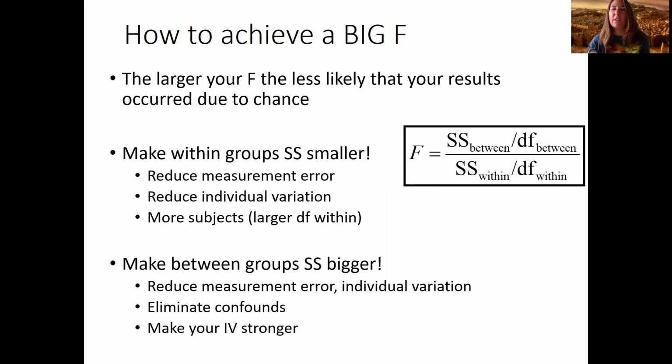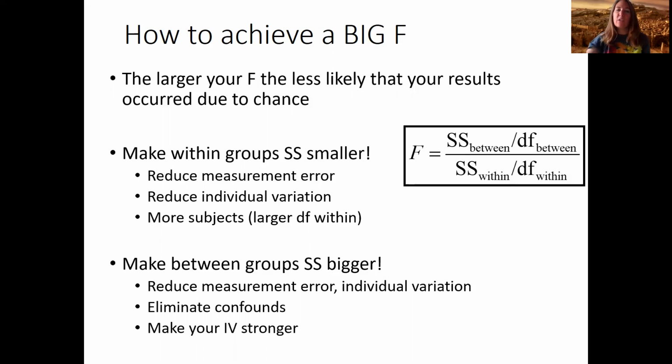squares between divided by the degrees of freedom between, and the sums of squares within divided by the degrees of freedom within. So in order for an F to be significant, you have to have the numerator be larger than the denominator. So basically the F needs to be greater than 1. The further away, the larger the F is, the more likely it is to be significant. So if the F is less than 1, that means that your sums of squares within, your random error, is greater than the difference between your manipulation.